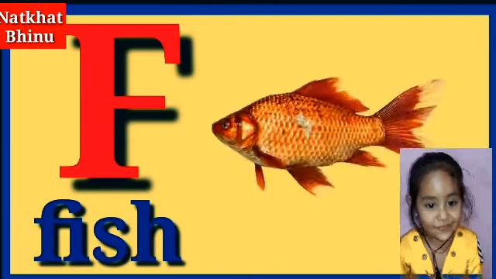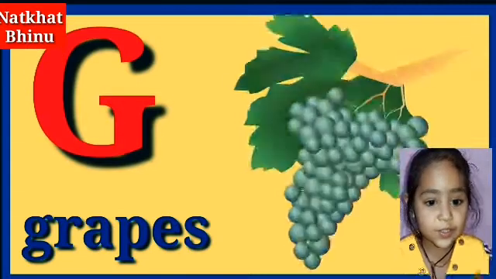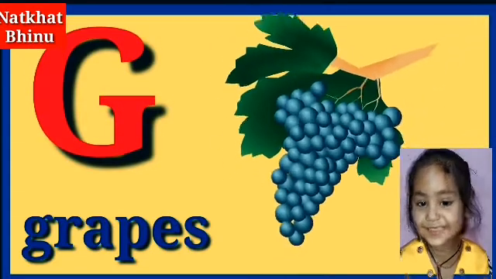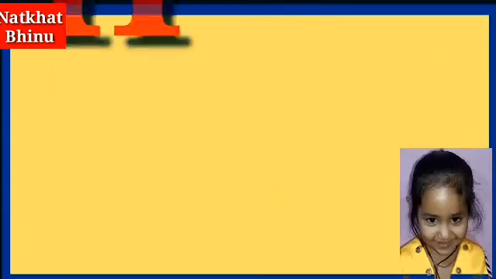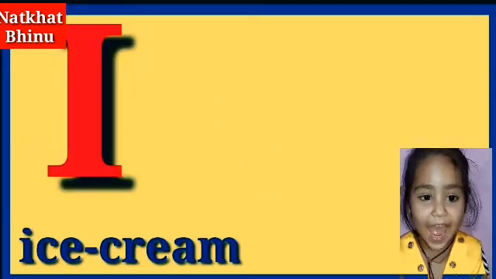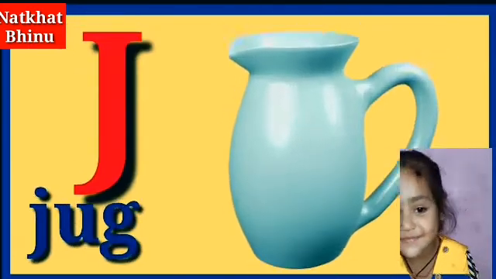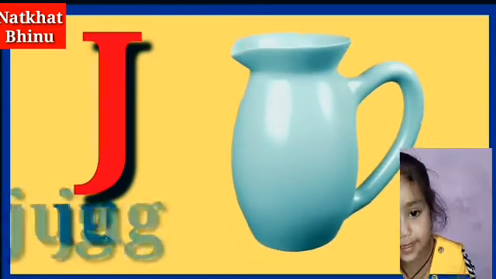F for fish. G for grass. H for hand. I for ice cream. J for jug.